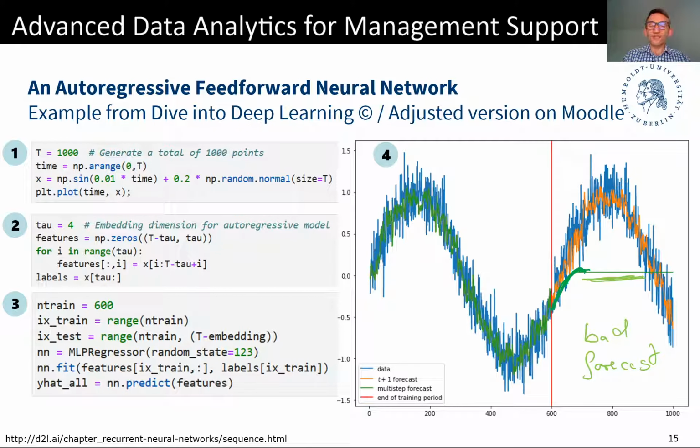Now, what are the take-homes here? It shows the difficulty of multi-step ahead forecasting for auto-regressive models, because you need to rely on the model's own predictions at some point in time, which is problematic.